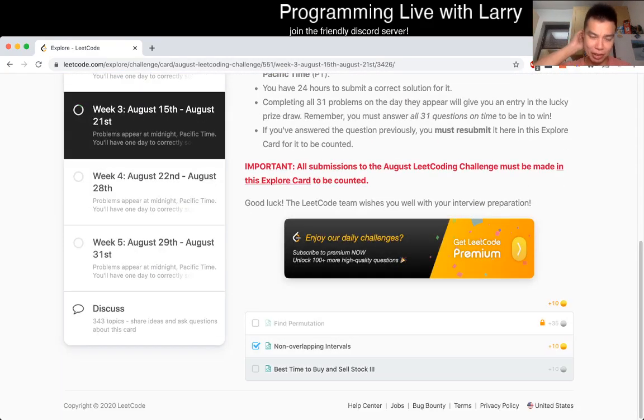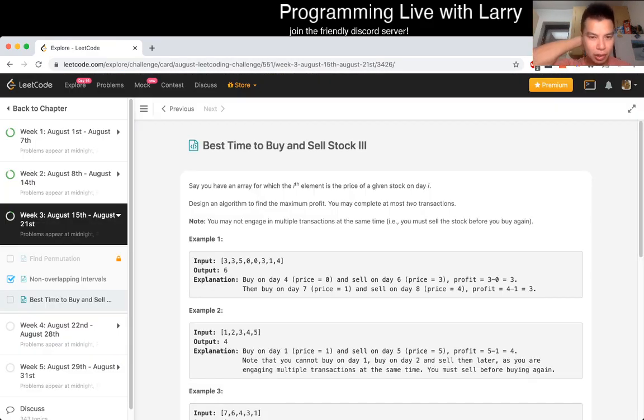Best time to buy and sell stock III. So in a way, you could buy and you could complete at most 2 transactions.